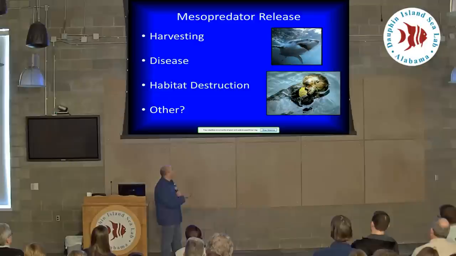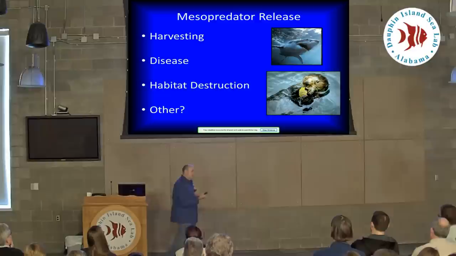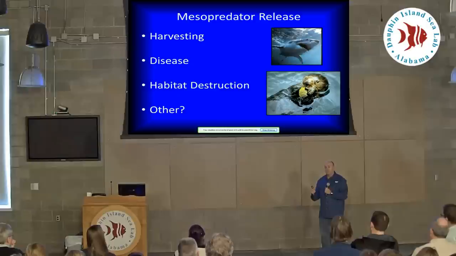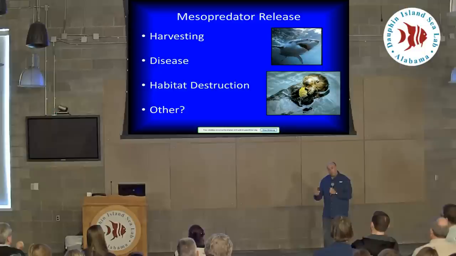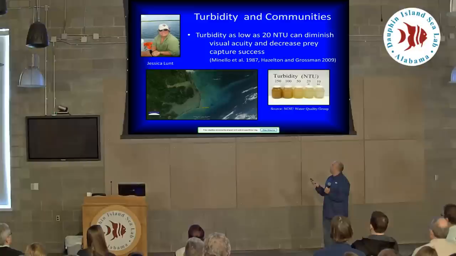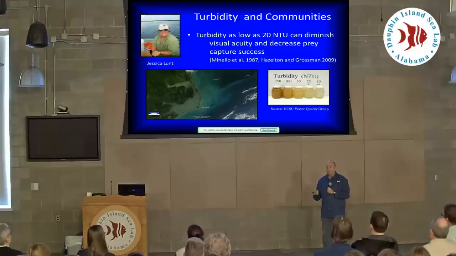And we tend to think of mesopredator release altering these trophic interactions when those top predators are removed, either through harvesting or habitat destruction or disease or something like that. But what we're finding is that sometimes you can have environmental conditions that interfere with foraging of top predators, and you can get this same sort of phenomenon occurring. And so Jessica's graduate work was about turbidity, okay? And turbidity, even as low as 20 NTU, can interfere with the foraging ability of visual predators. And most of the top predators on oyster reefs are fish, okay? And these fish forage using, of course, visual cues.